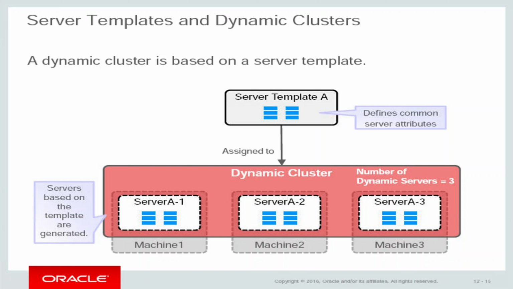A dynamic cluster is created using a server template. So when we create a dynamic cluster, first we create a server template, if it is not already there. If an existing server template is already there, we can use it. A server template basically defines common server attributes. Based on that template, the dynamic cluster and the managed servers would be created in the cluster.